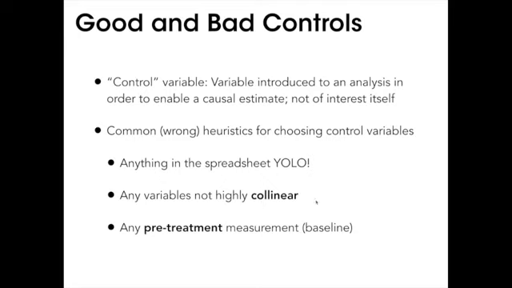Or any variable, sometimes people test for collinearity, and then they add the ones that aren't highly collinear. This is also not valid, right? There's nothing in the backdoor criterion about collinearity. It's not a logical criterion. It's a weird biology tradition. I don't know where it comes from exactly.